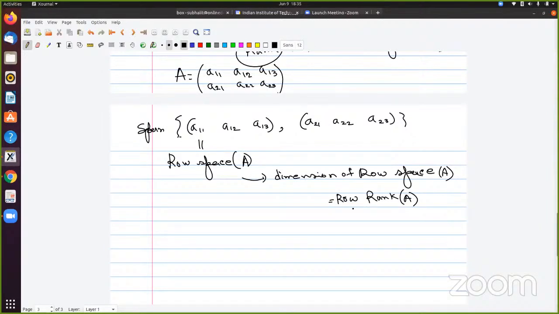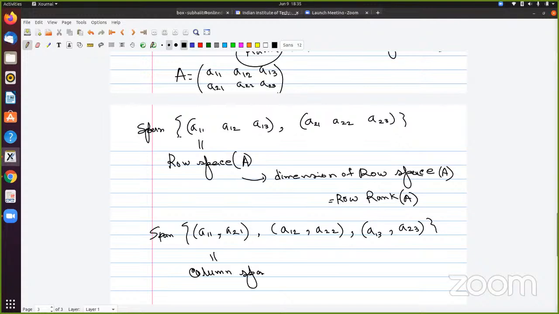So basically, this is called row rank. And if you take the span of the columns, A11, A21, then A12, A22, A13, A23, you take all the columns as your vectors, take the span of that, that is your column space. And then if you calculate the dimension of your column space, that is your column rank.